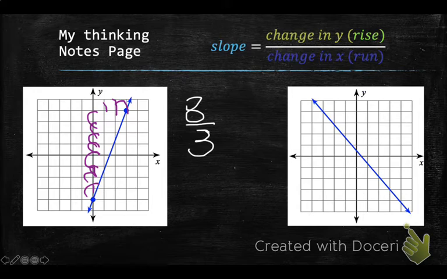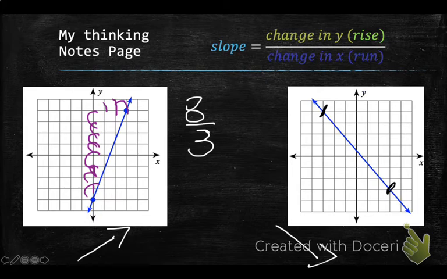Okay, the second one here is a little bit different. When the line is going down from left to right, this line is going down, okay, and this one was going up from left to right. When it's going down, it's going to be a negative slope. And so again, we have to find two perfect points on the line. I think there's a perfect point right about there and a perfect point right down here.